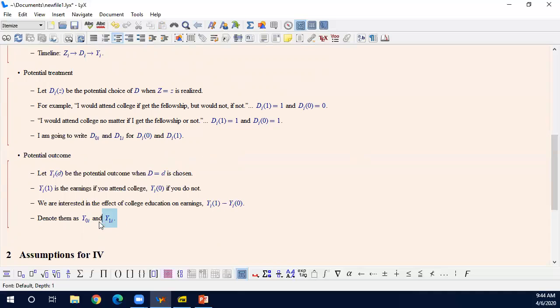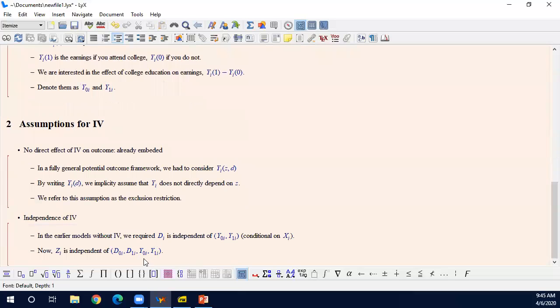Maybe I have used these notations earlier in this course, but I want to make it a little more explicit to explain its dependence on D. So I introduced this notation first, but I'm going to write it this way. They are the same thing. I simplified the notation. So anyhow, the point here is your instrument should be independent of every potential object, not only the choice, but also the outcome.